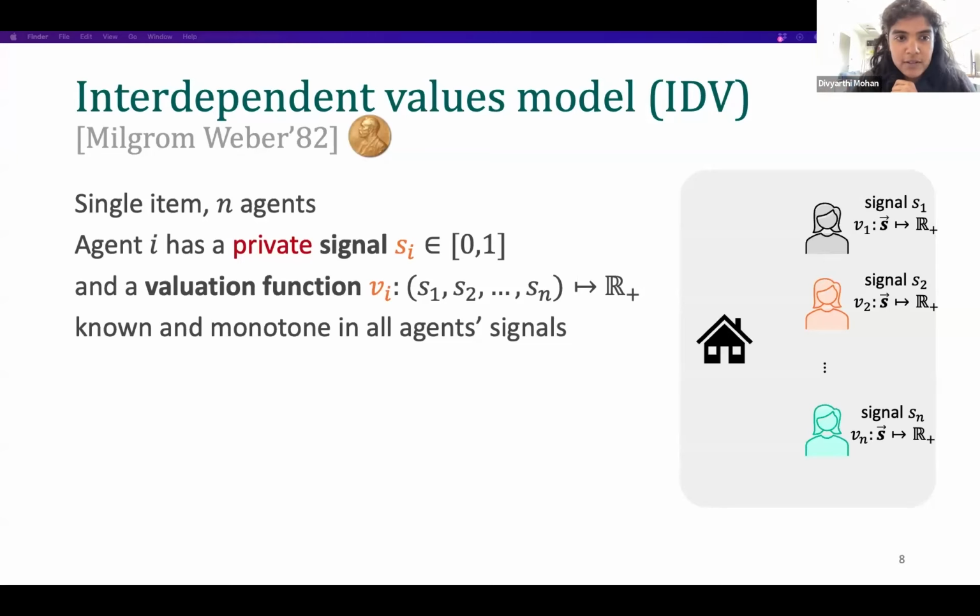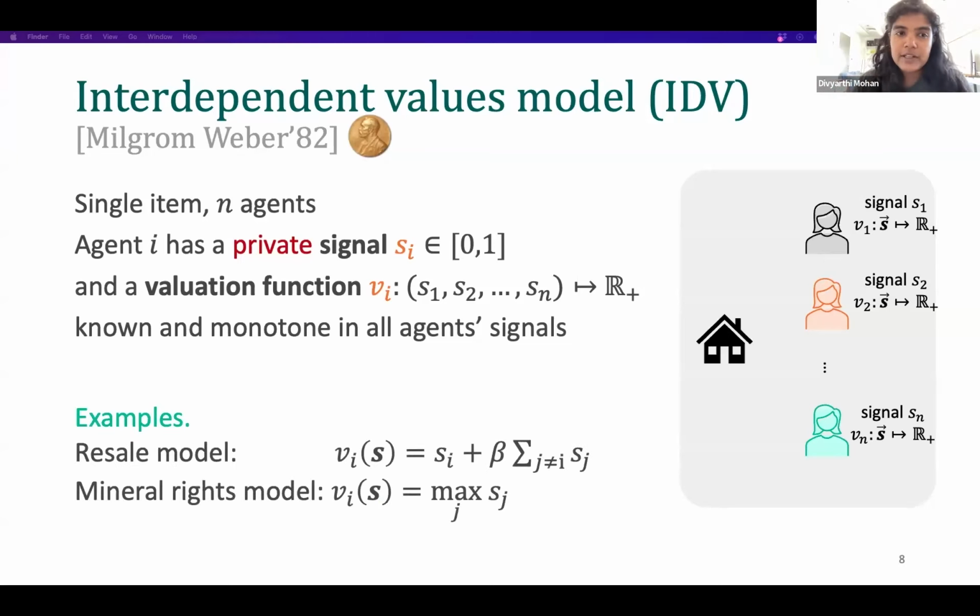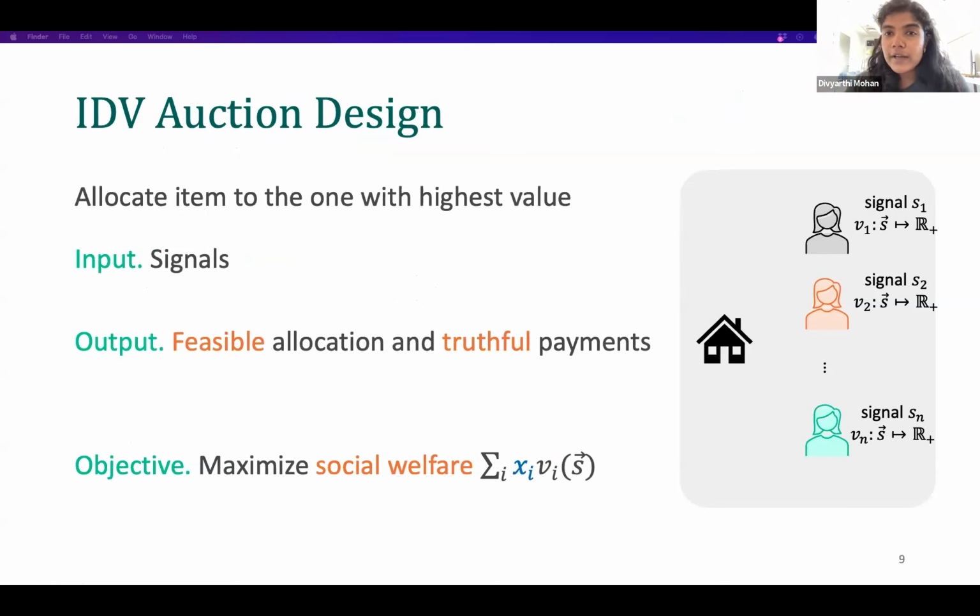Maybe for concreteness, you can think about the resale model as follows. An agent i's value for the item is not just about how much they like it, but it also depends on a weighted sum of how other agents like it, because this is what they consider as the potential return on investment. Okay, cool. And in this talk, we are going to look at how we can do nice auction design for the interdependent value model. So the auction design problem is as follows.